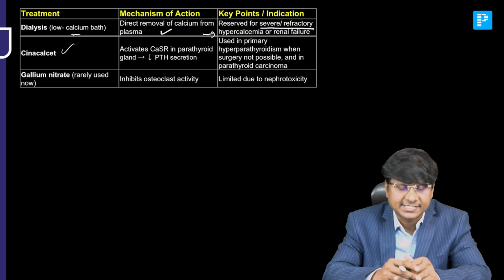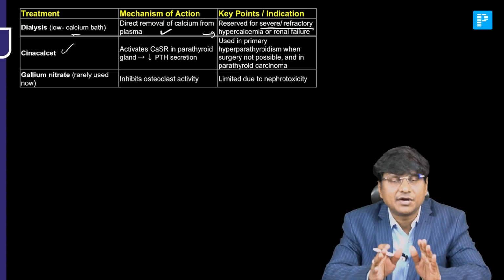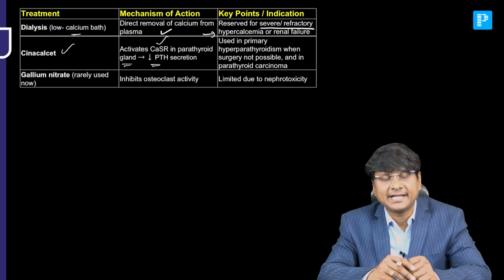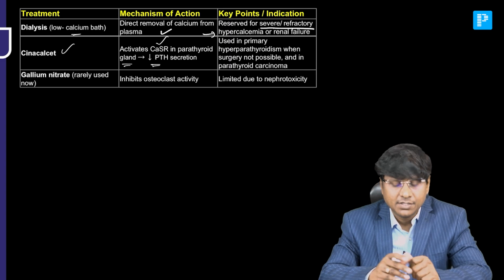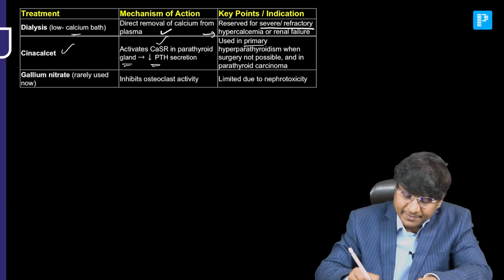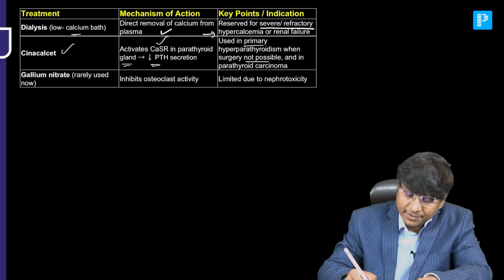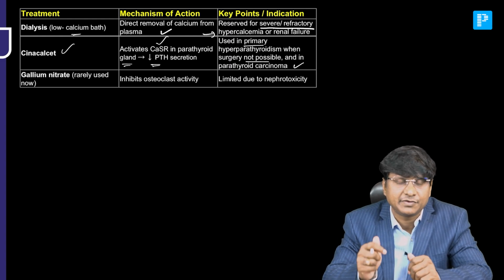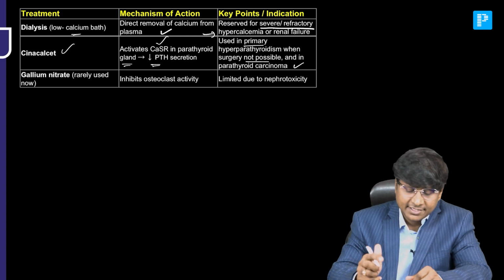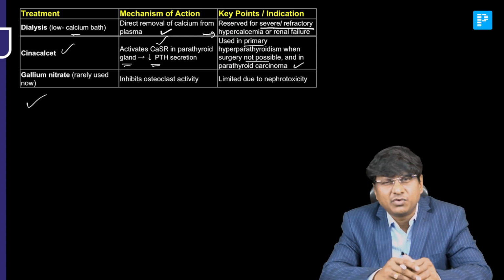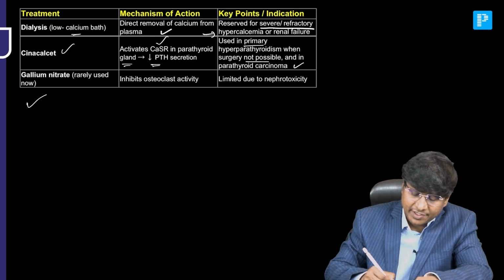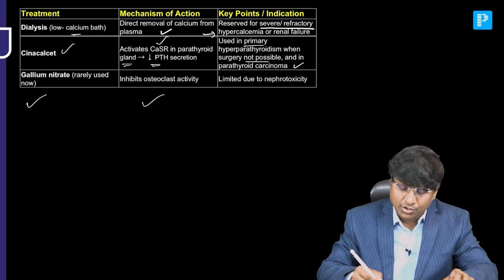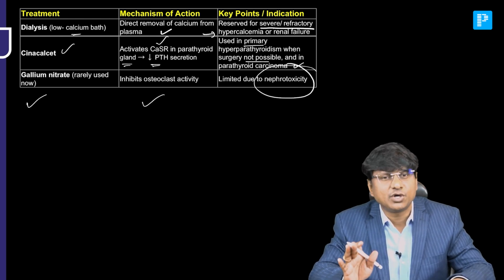Then we have cinacalcet. Cinacalcet activates the calcium sensing receptor in the parathyroid gland, and it decreases the parathyroid hormone secretion. This cinacalcet is used in primary hyperparathyroidism when surgery is not possible, and in parathyroid carcinoma also it is useful, acting as a calcimimetic which stimulates the calcium sensing receptor and decreases parathyroid hormone secretion. Then we have one of the rarely used molecules, gallium nitrate. It inhibits the osteoclastic activity. Why is it rarely used? Because of nephrotoxicity. That is the reason why it is of limited use.